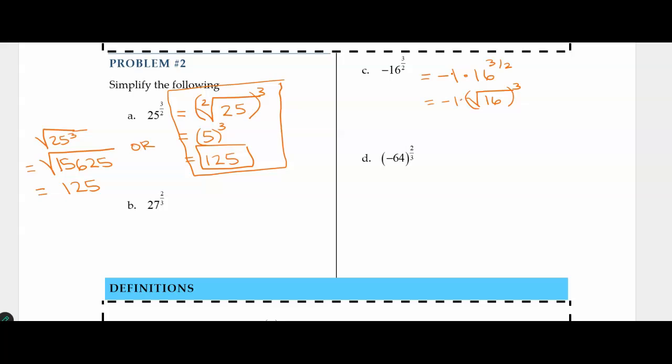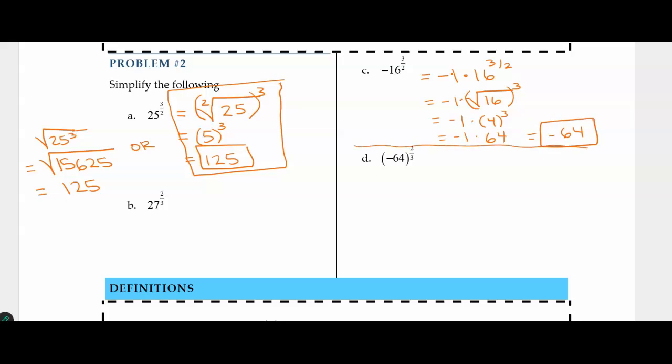And this is multiply here. And so I've got -1. Well, the square root of 16 is 4, and then 4 cubed I still have to do there. So -1 times 4 times 4 times 4 is 64. So that means that my answer is -64.